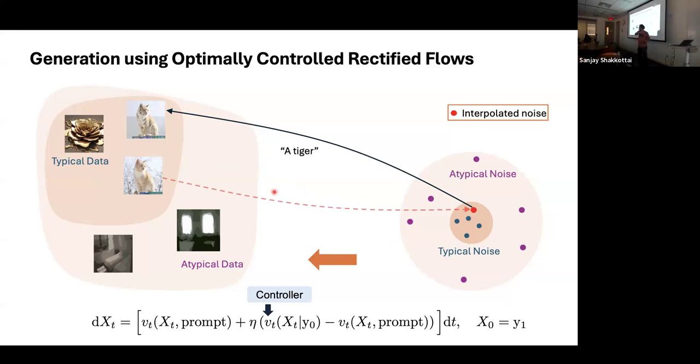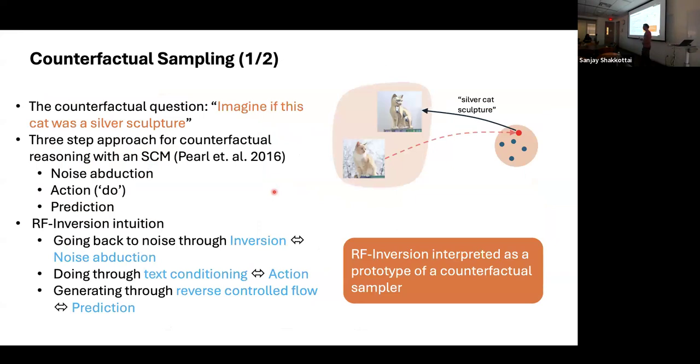Very good. I'm going to show you all that now. I want to look at this. So this is sort of a flow viewpoint of it. But actually, there's something more fundamental going on here, which is, I think this is the first counterfactual sampler for images. So what do I mean by a counterfactual sampler? Let me ask you this question. Imagine if this cat were a silver sculpture. Or if you go to Pearl's stuff, this is going to be based on Pearl's counterfactual theory.